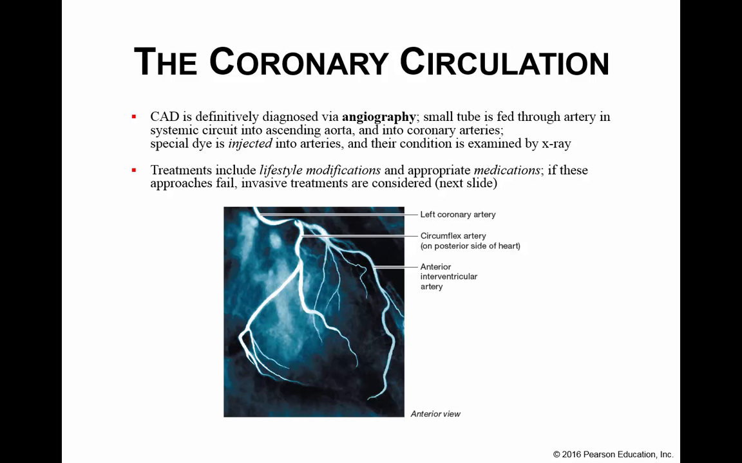They can do an angiography to insert a little tube through an artery in the systemic circuit, usually the femoral artery, and they will trace it all the way up to the ascending aorta and into the coronary arteries, and then they inject dye, and when they x-ray it they're able to see if there are any blockages.